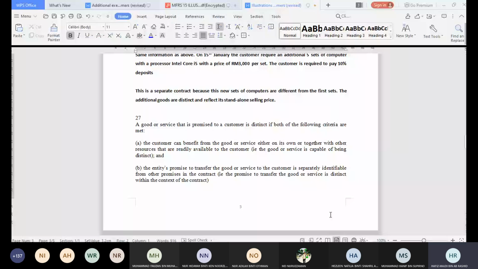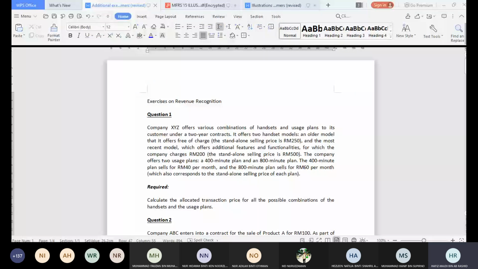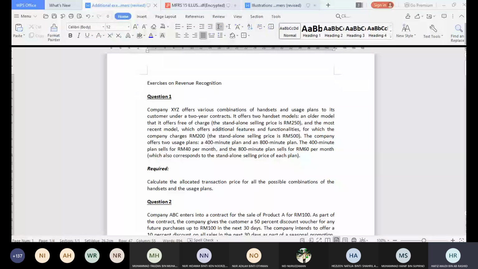The examples, I will go back to what I have given to you. If it's okay with this, then we go to the examples. So last class I gave you these examples. So I will skip question 1 and 2 first. Question 1 and 2 is about allocating transaction price.